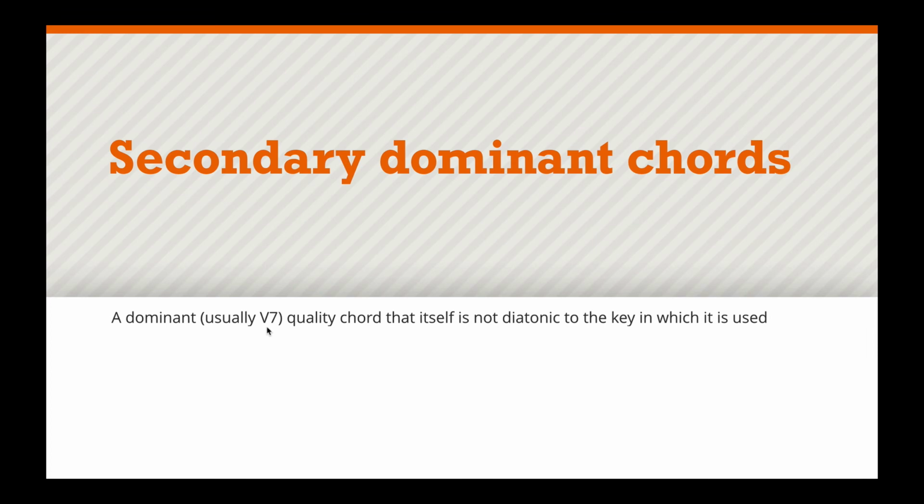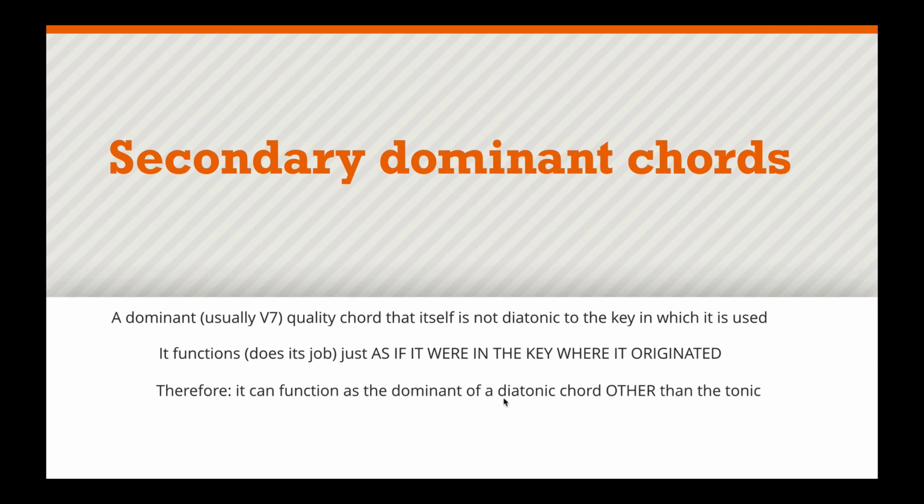It's got 4 components. So a secondary dominant is a dominant, usually a dominant 7 quality chord that itself is not diatonic to the key in which it is used. What does it do? It functions. It does the same job just as if it were in the key where it came from, where it originated. Therefore, it can function as the dominant of a diatonic chord other than the tonic. So let me introduce an analogy at this point, a way to help you kind of wrap your head around what a secondary dominant is and how it works.